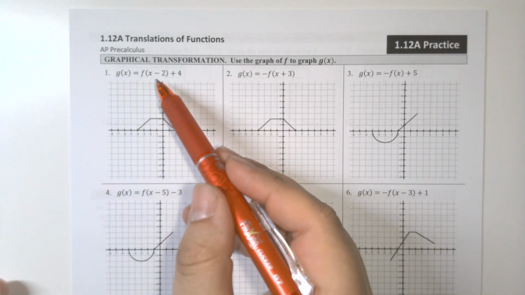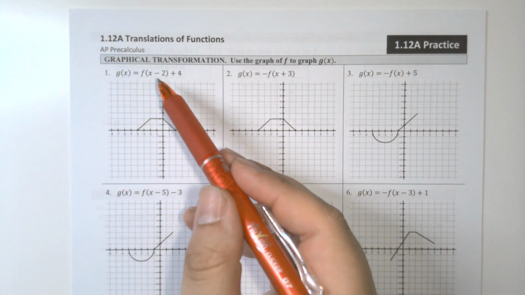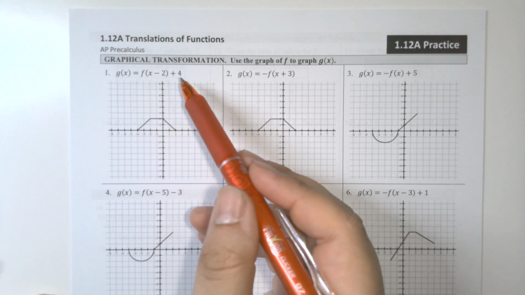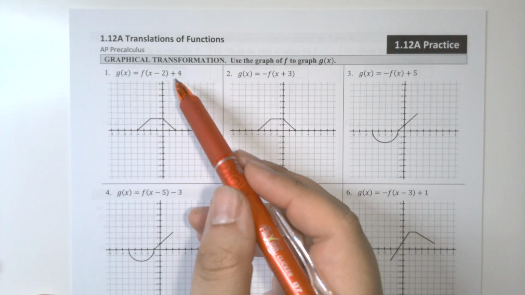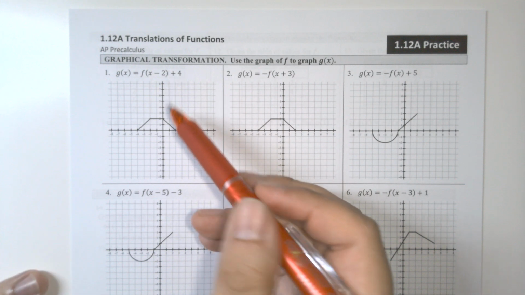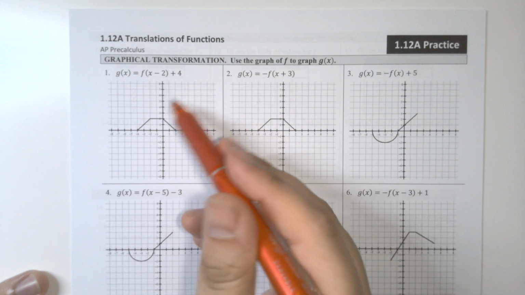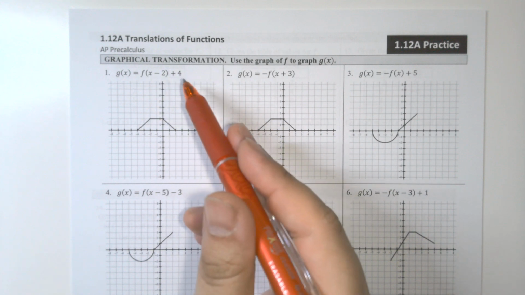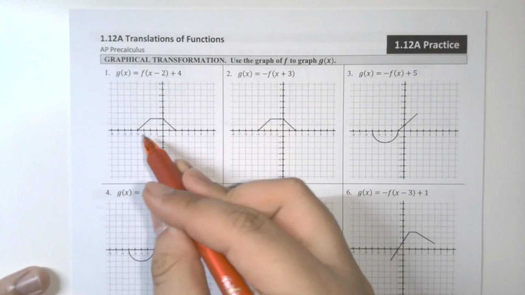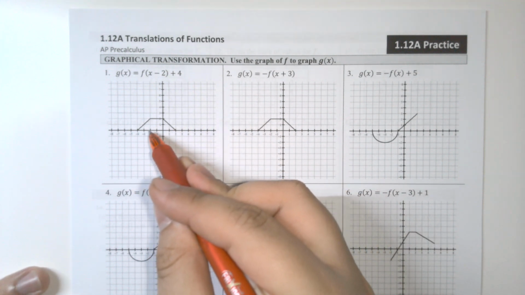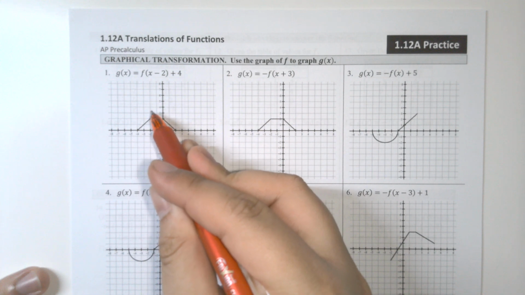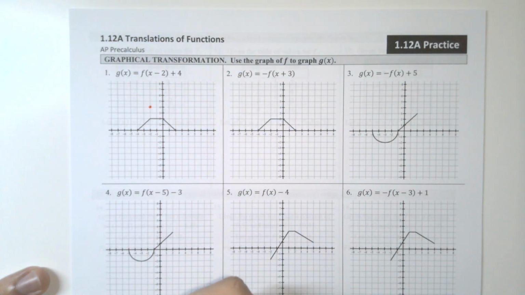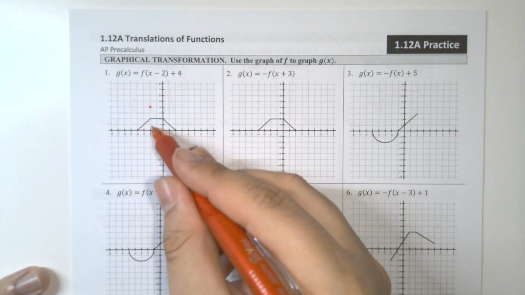So with the minus 2 on the inside, that's going to correspond to right 2 units. And then the plus 4 is going to correspond to up 4 units. So every single point on this graph is going to move right 2 and up 4. So this point right here, 1, 2 to the right, 1, 2, 3, 4, it's going to be right there. And all the other points on the graph will do the same thing.